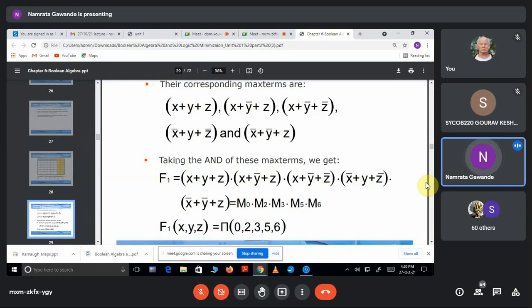Okay, so based on this, I will take one example. Have you understood this concept, students? How is this getting? Is there any doubt in SOP and POS now? What we have written, I will tell you shortly, directly how you can write this particular form. Okay, just wait.